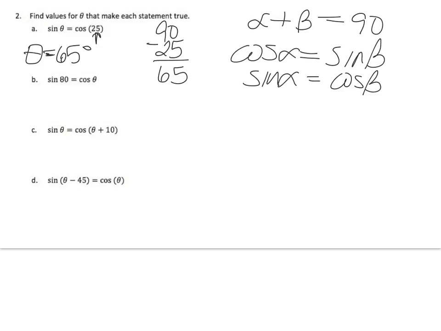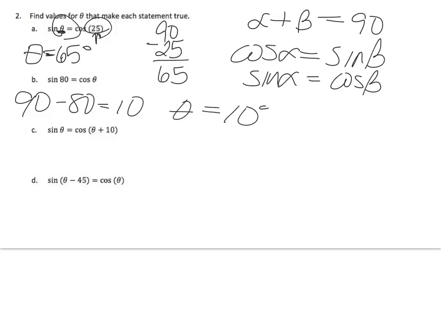To make that statement true, theta and 25 have to be complementary, right? Same here, 80 and theta have to be complementary. So we know that 90 minus 80 is 10, so theta is 10 degrees. Pretty cool, huh? How about this last one?